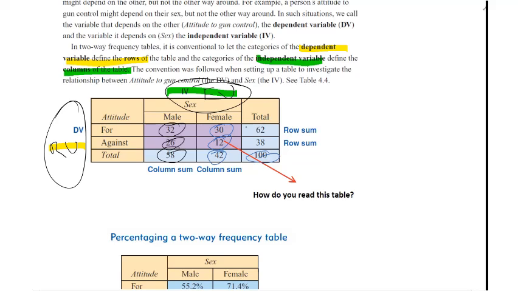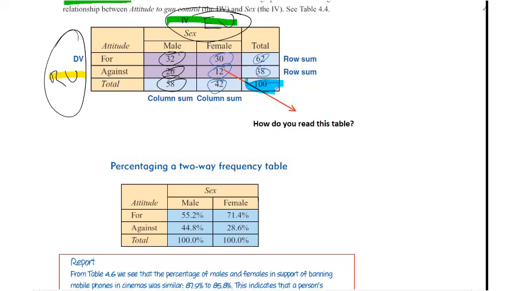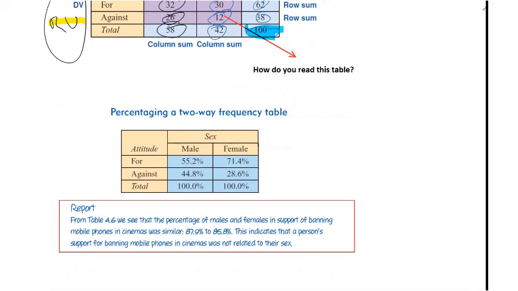If I go across the rows and sum them to see who was for it, I've got 62 and 38. That should also equal a nice 100. That's how you read it. What do we say from this?